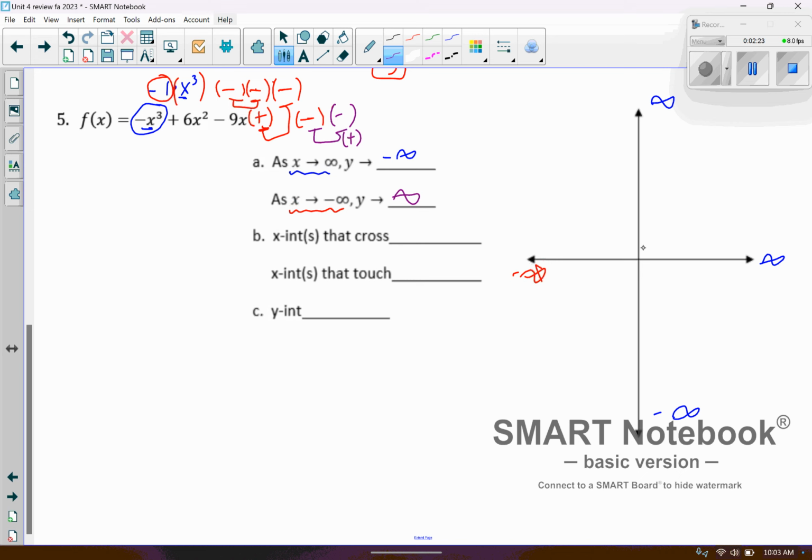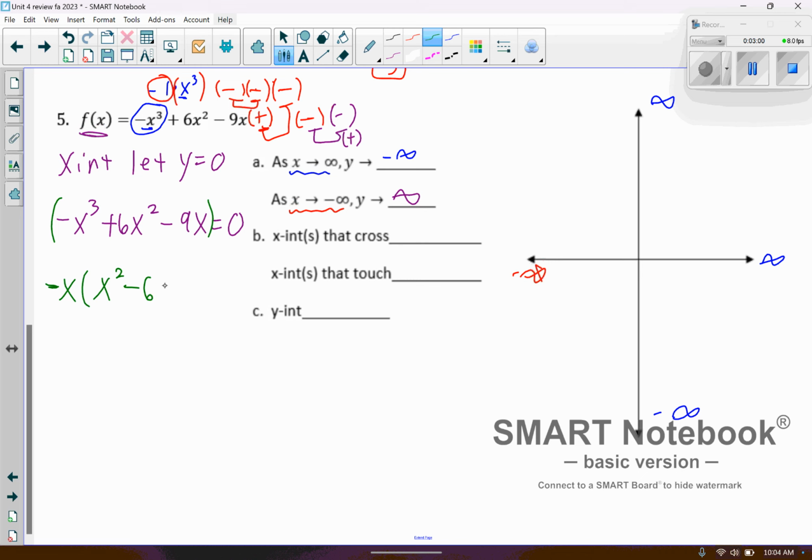Okay, so now that we know our end behaviors, now we have to find the stuff in the middle. We have to find the x-intercepts. We're going to start by finding those and then categorizing them as crossing or touching the x-axis. To find the x-intercept, we're going to let y equal 0, or in this case f of x. So we have negative x cubed plus 6x squared minus 9x, and we're going to set that equal to 0. To make my life a little bit easier, I'm going to pull out a negative x. That changes all my signs, so this becomes positive x squared minus 6x plus 9.